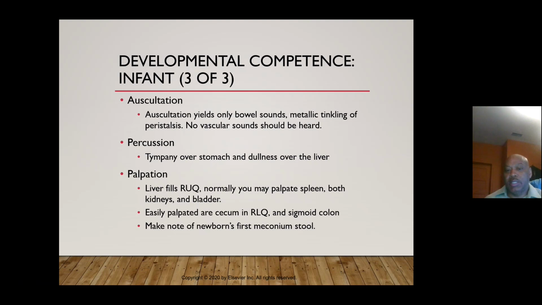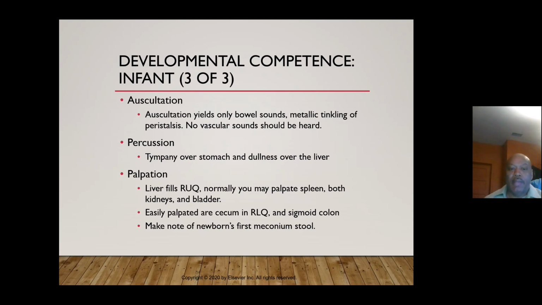As far as palpation is concerned, the liver fills pretty much the entire right upper quadrant. And normally you may be able to feel the spleen on the left side, both the kidneys as well as the bladder. Right now, this would be easily palpated. Well, the cecum is easily palpated in the right lower quadrant, as well as the sigmoid colon.